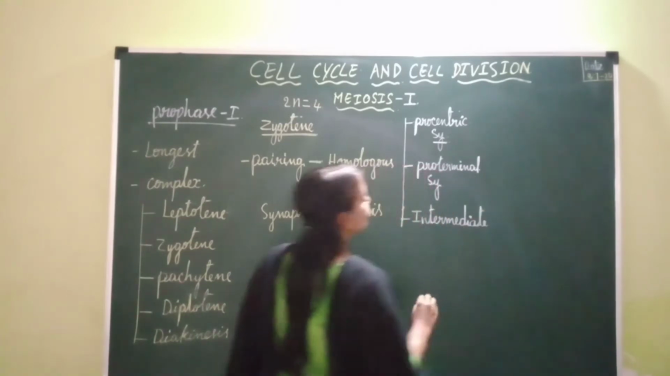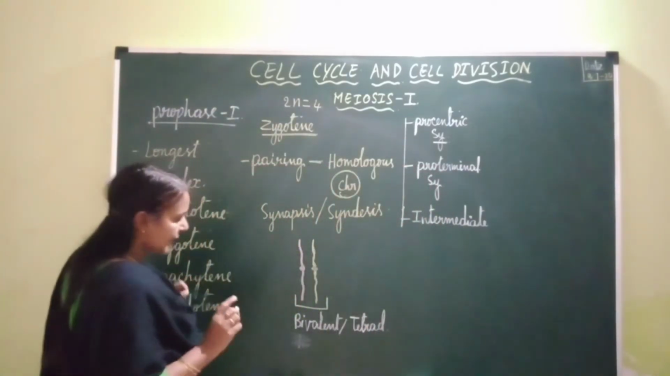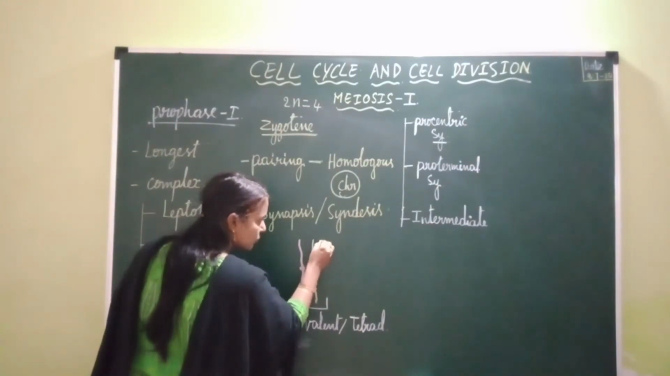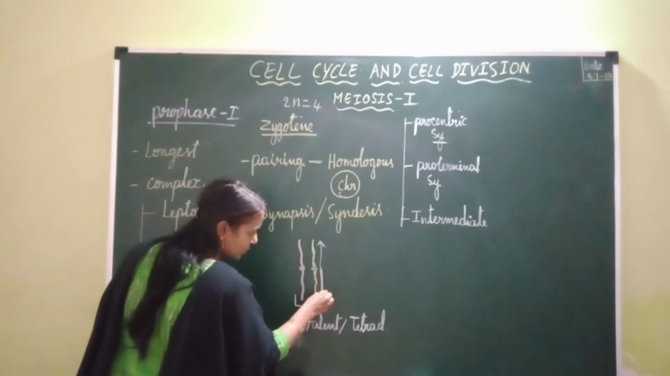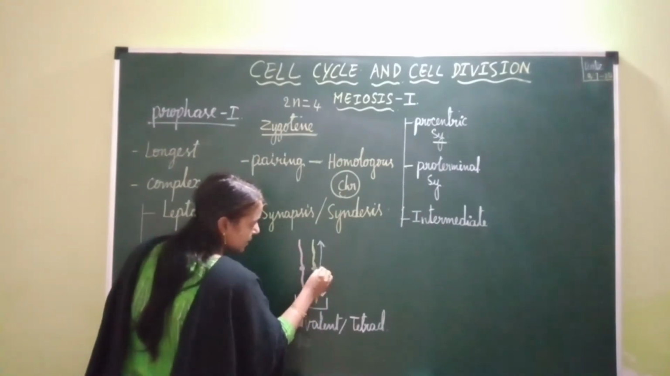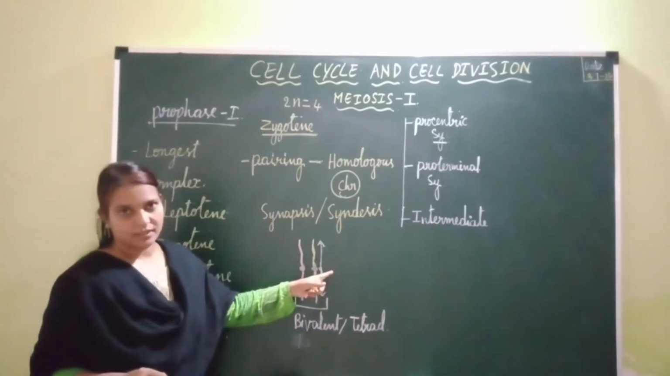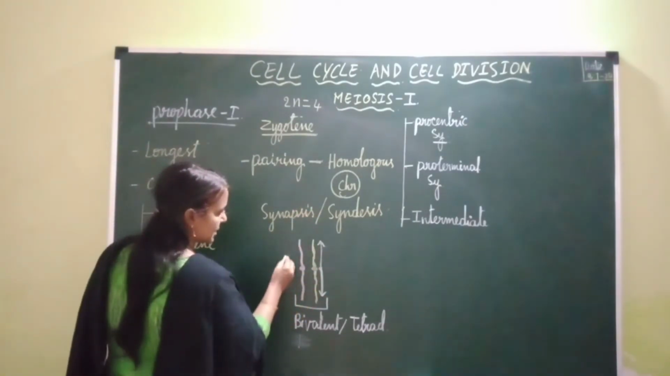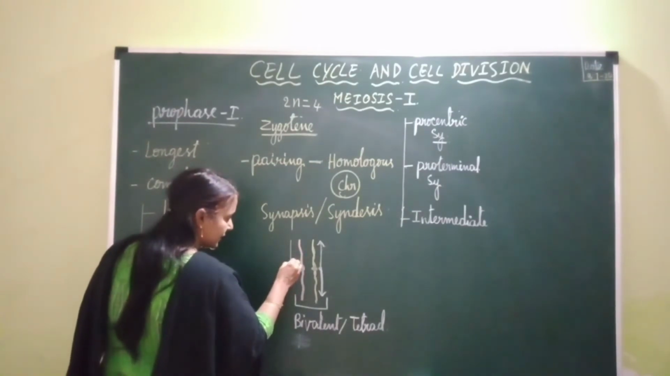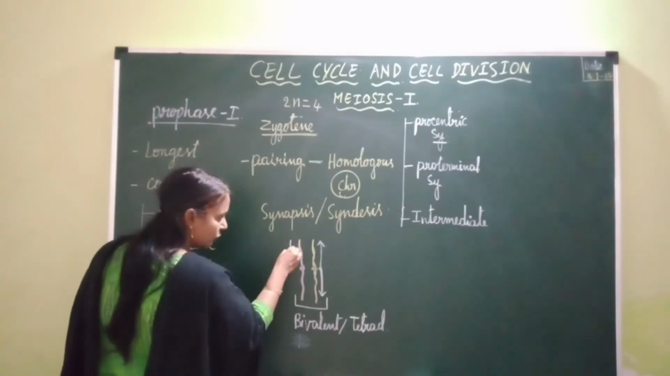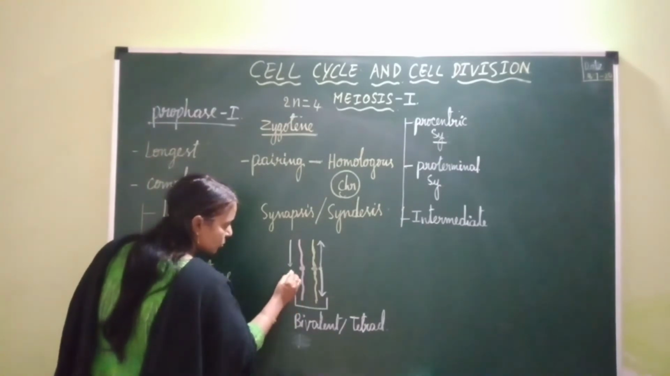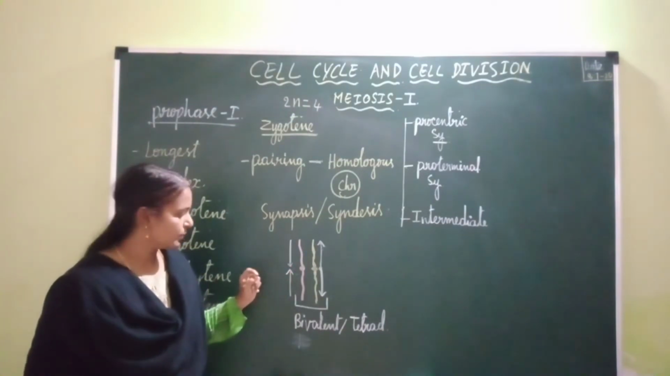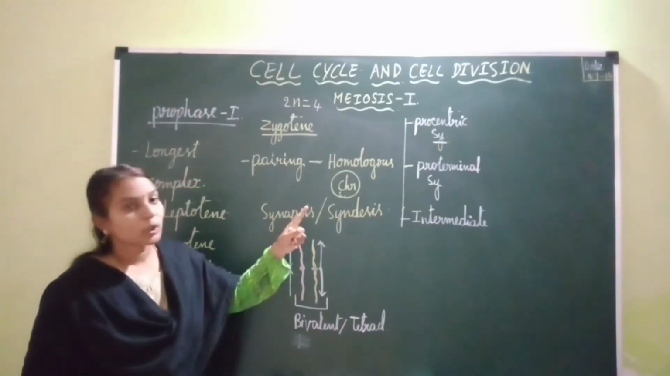In procentric synapsis, pairing starts from the centromere and extends towards the periphery. This is called procentric synapsis. In pro-terminal synapsis, the pairing starts from the terminal, that is from the end of the chromosome, and proceeds towards the centromere of the chromosome. That is called pro-terminal synapsis.